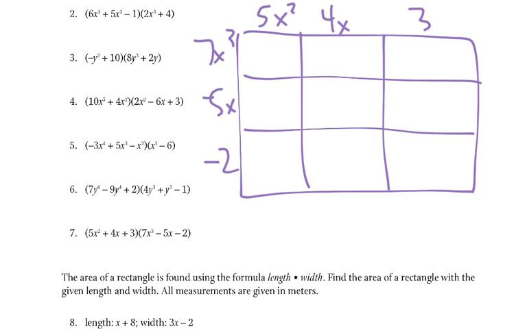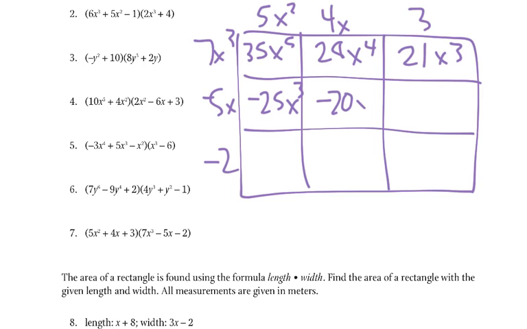Alright, here we go. So this times this, this times this, this times this, this one times this one, that one times this one, that one times this one, and those times together. So 5 and 7 give us 35, x squared, x cubed, x to the 5th. 4 and 7, 28, x and x cubed, x to the 4th. 3 and 7, 21, x cubed. 5 and negative 5, negative 25, x squared, x and x is x cubed. 4x and negative 5x, negative 20x squared.